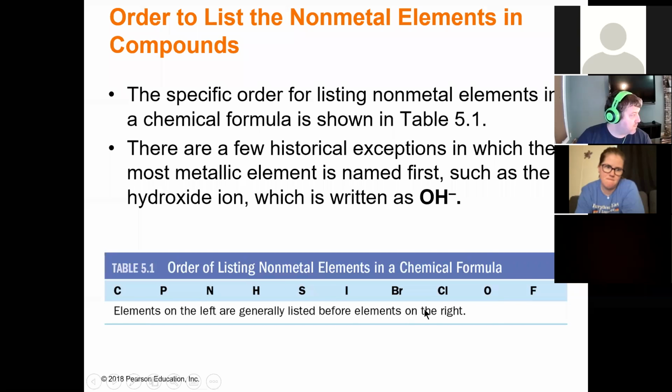You can memorize this, or just, again, if you work off the zigzag line, the things that are closer to the zigzag line are more metal-like. The things farther away are less metal-like. One big exception to that is this guy right here, this is hydroxide. Hydroxide is an OH with a minus charge. The O gets listed before the H does.